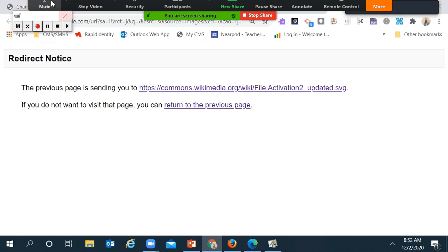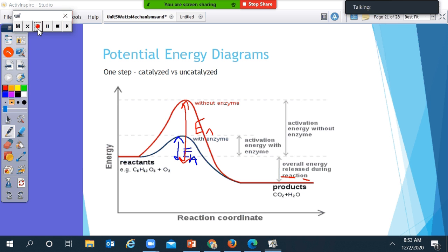The energy of the products doesn't change. The energy of the reactants doesn't change. The total delta H doesn't change. Only the activation energy changes. It gives it an alternative path, an alternative mechanism.